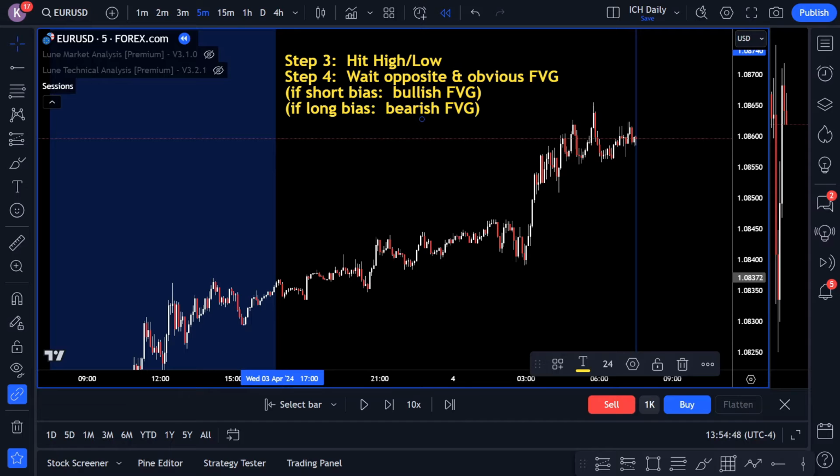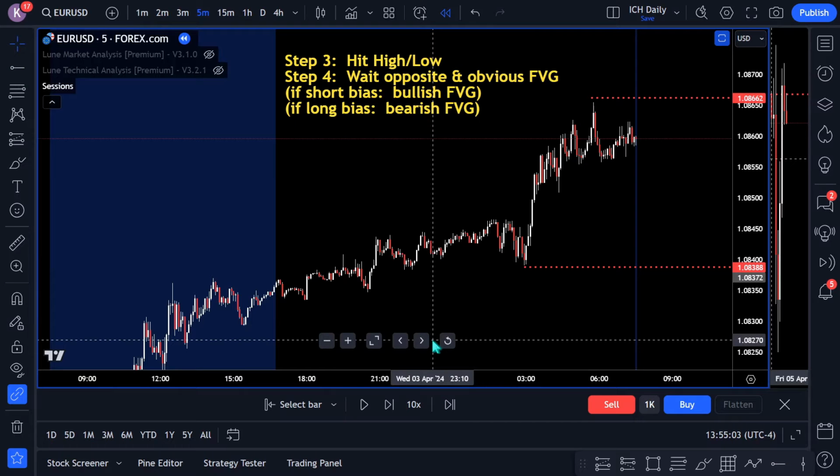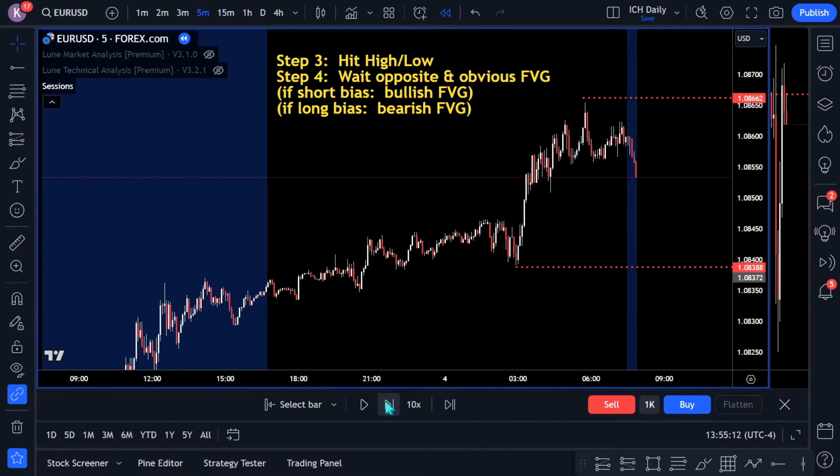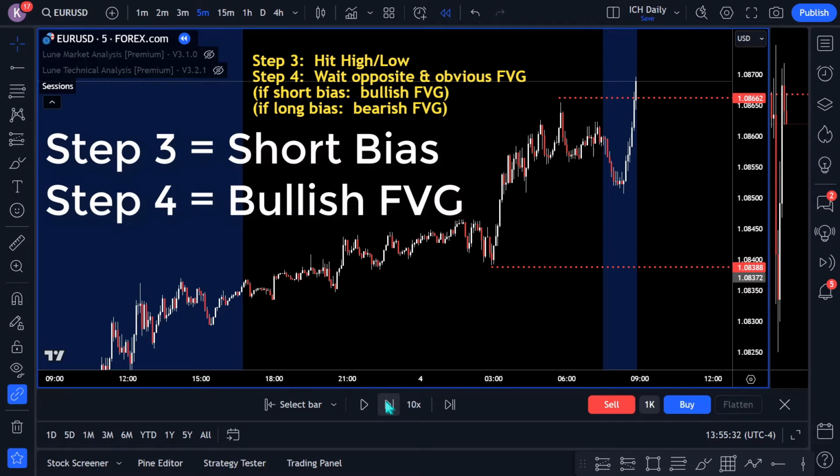This is yesterday on Euro USD. We're about to open at 7:30. Recent high, recent low, now we just wait. So we've closed above the line. That means we have a short bias, but we don't automatically go short. We need to look for a bullish fair value gap.